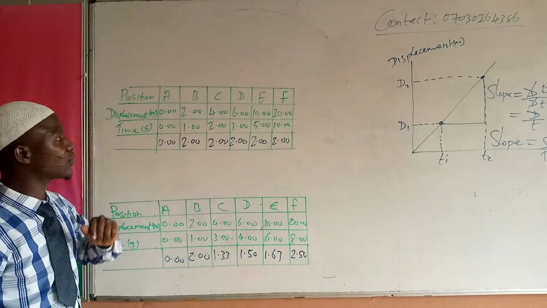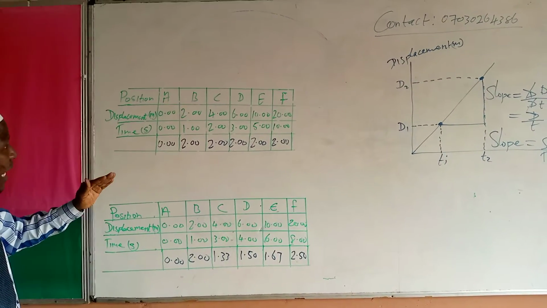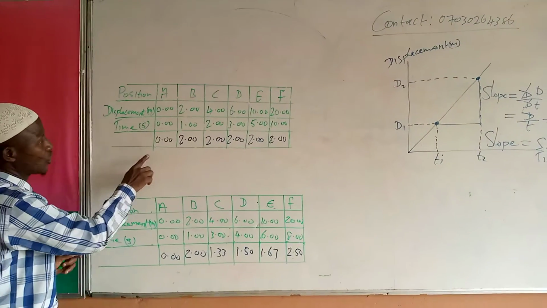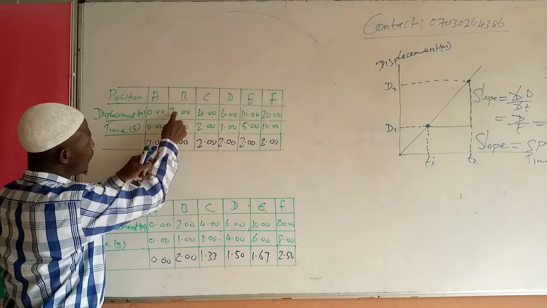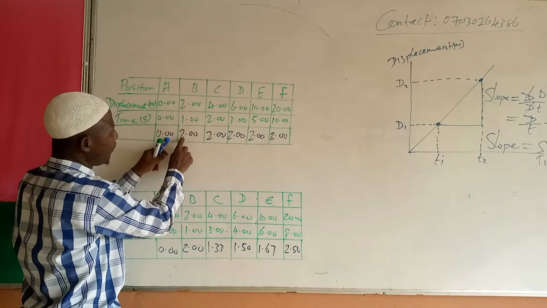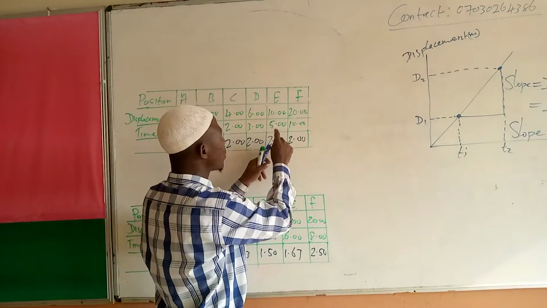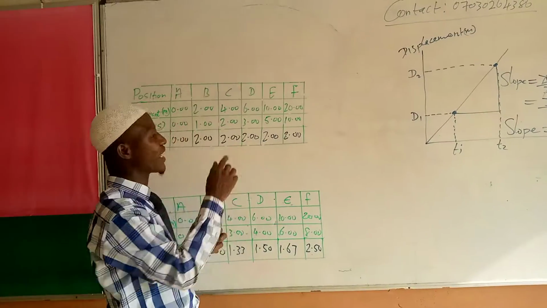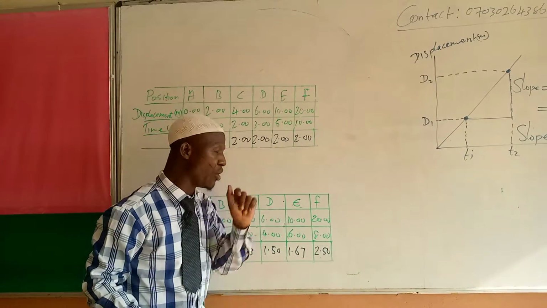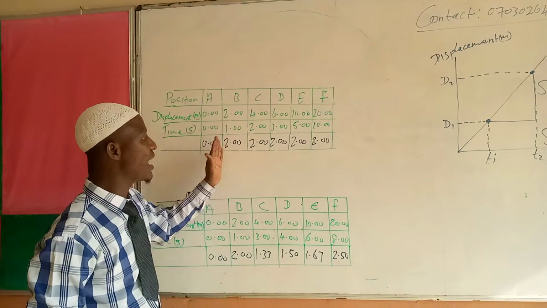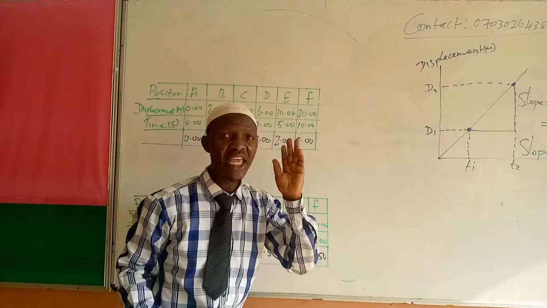Now let's try to find the speed, the velocity, because it's displacement and time. So for this one it is 0. For this place, this divided by this will give us 2. This one is also 2. This one is also 2. This one is also 2. So in that case, we say the velocity is uniform. Therefore, the initial velocity and final velocity are equal.